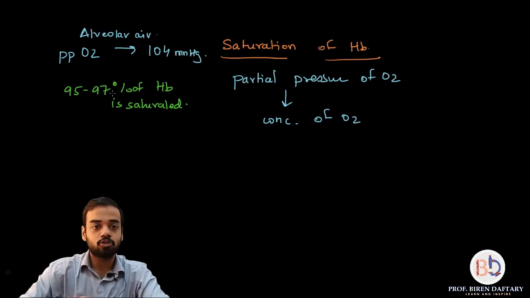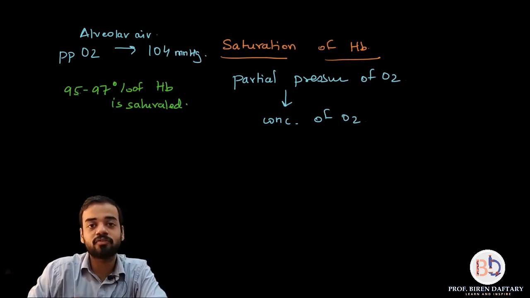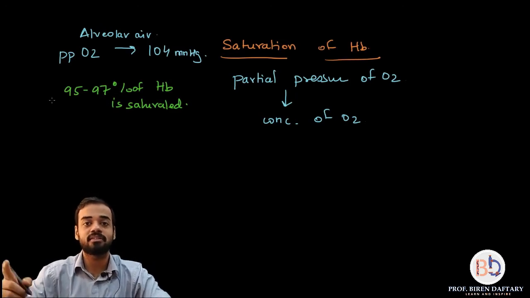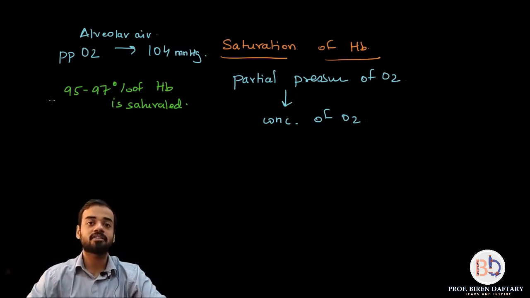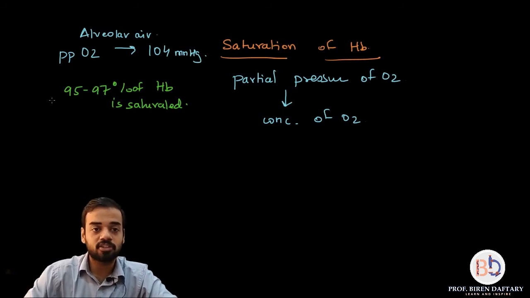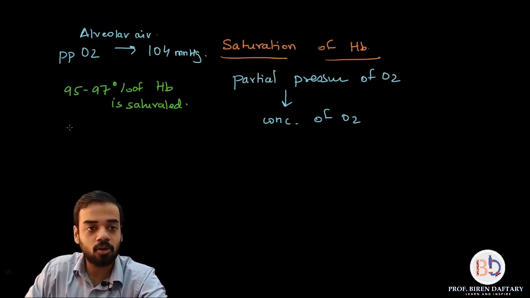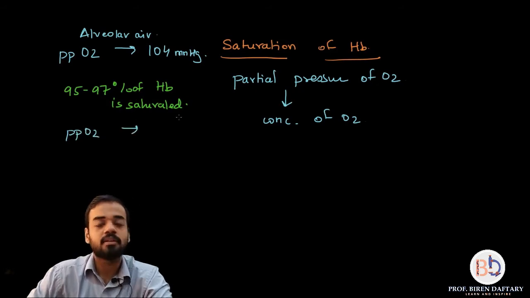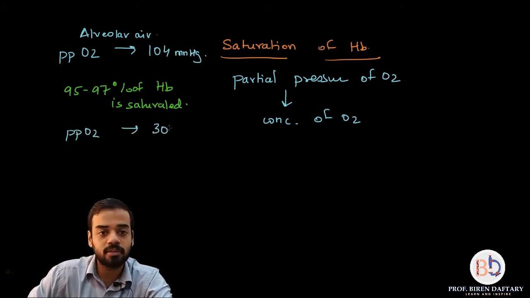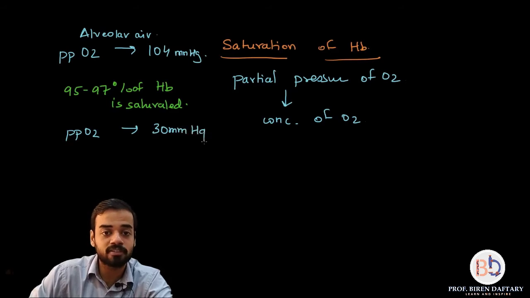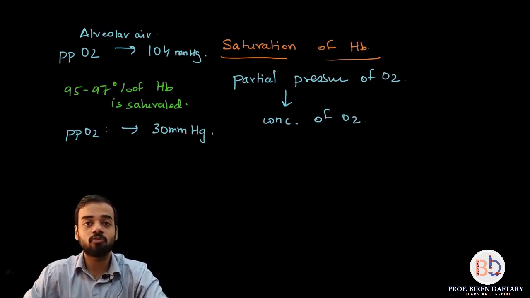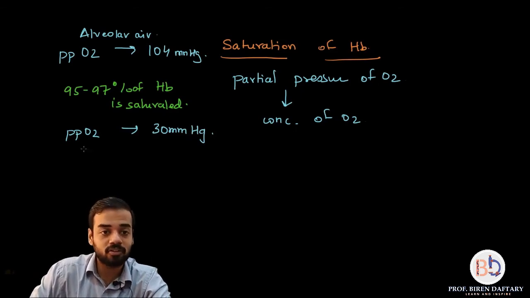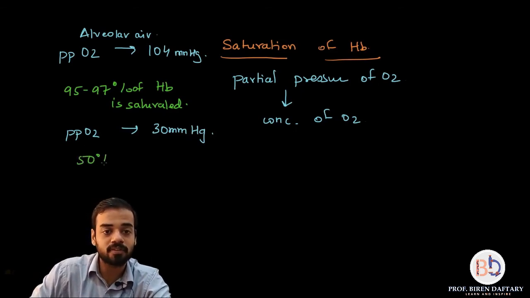Is this clear? So when is this high saturation of hemoglobin found? It is found when the partial pressure of oxygen is highest. So what will happen as the partial pressure of oxygen decreases? Suppose the partial pressure of oxygen is now, let us say, 30 millimeters of mercury. So I have reduced the partial pressure a lot. At that time, what will be the saturation? Approximately, the saturation of hemoglobin is only 50%.